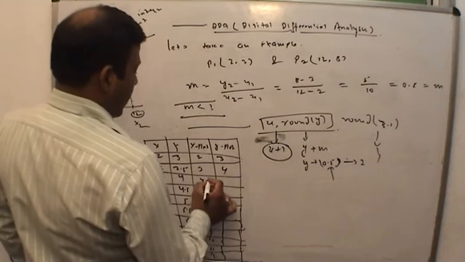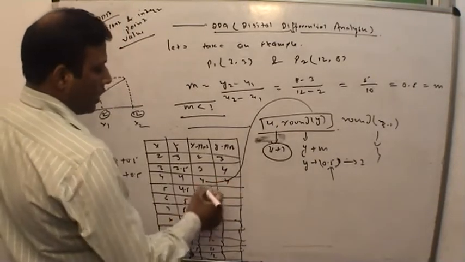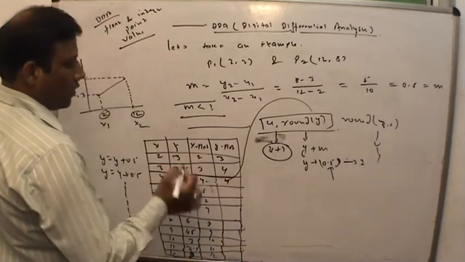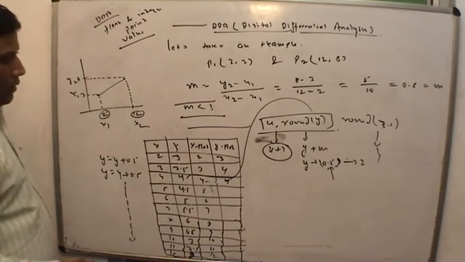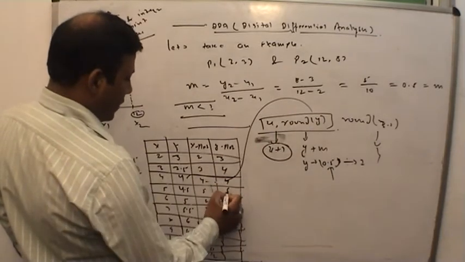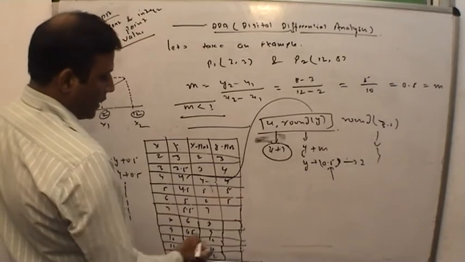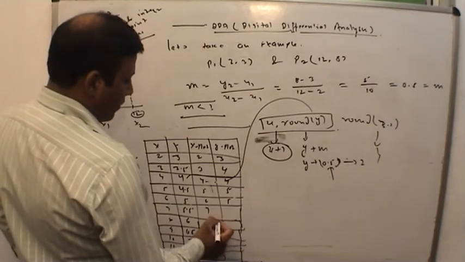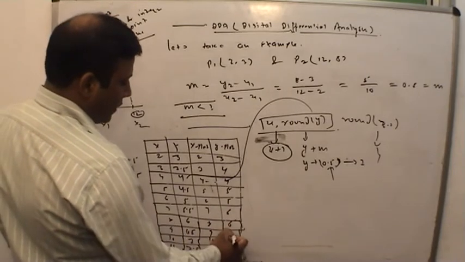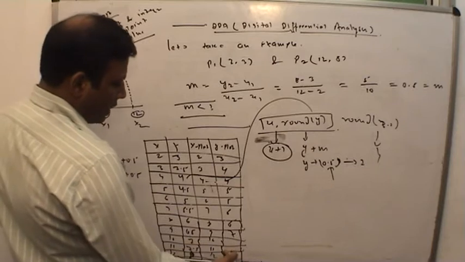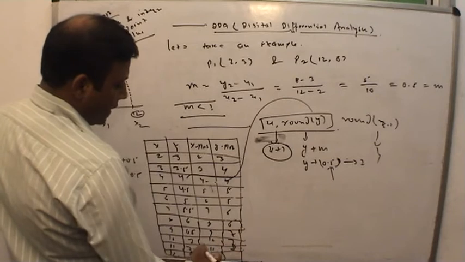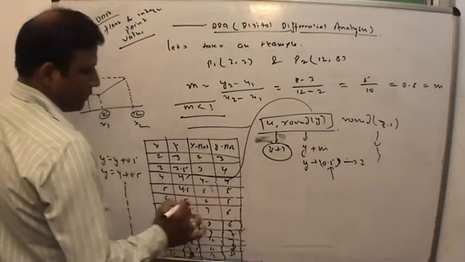When we round 4, we get the value 4. When we put the value of y as 4.5 and apply the round function, we get the value 5, and when we plot 5, we get 5. When we plot 5.5, we get 6. When we plot 6, we get 6. When we plot 6.5, we get 7. When we plot 7, we get 7. When we plot 7.5, we get 8. And when we put the value 8, we get 8.